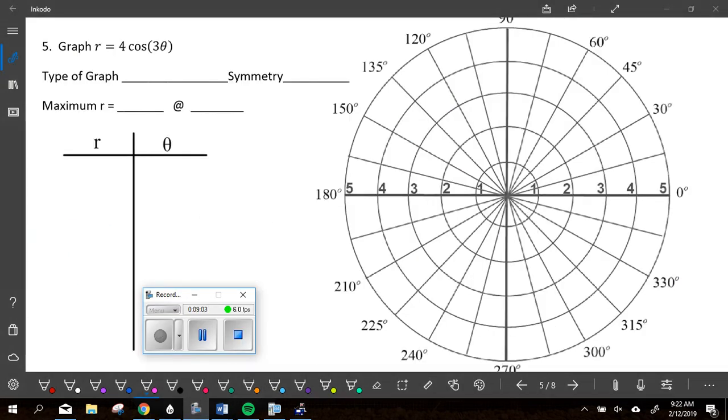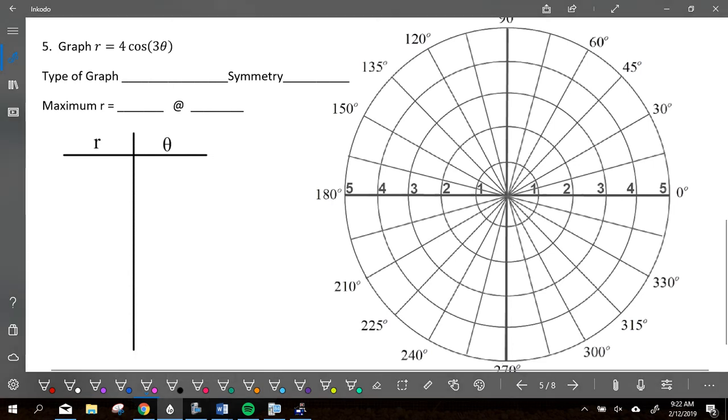Here we go. We're graphing. Garrett, what type of... it's a rose, obviously. How many petals does this guy have? 3 petals. Symmetry. Allison, what type of symmetry is this graph going to have? X-axis. It's a cosine graph. Cosine, we think X. It's X-axis symmetry.